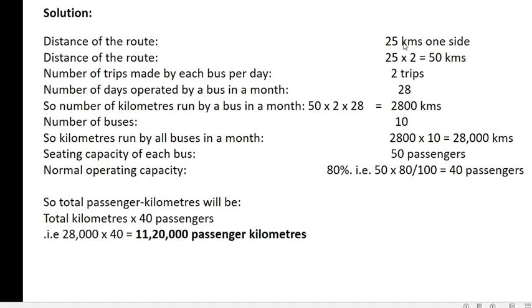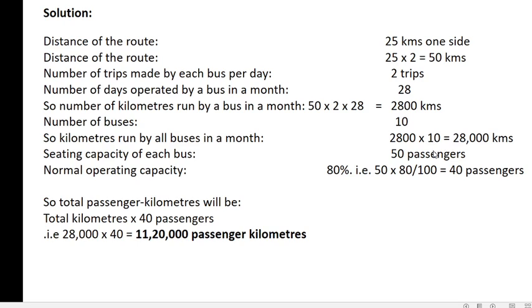Distance of the route 25 kilometers on one side. So total distance of the route will be 25 into 2 is equal to 50 kilometers. Number of trips made by each bus per day 2 trips. Number of days operated in the month is 28. So the number of kilometers run by a bus in a month is 50 into 2 into 28, that is 2800 kilometers. The number of buses we have is 10. So total kilometers run by all the buses in a month is 2800 into 10, that is 28,000 kilometers.